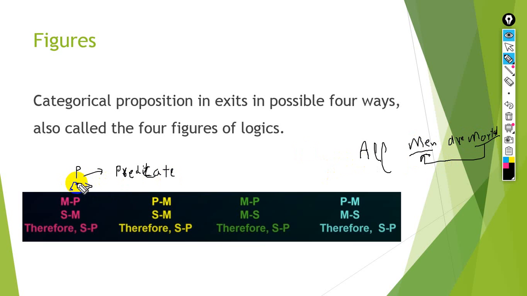So in this figure, we are representing predicate by P, subject by S, and M is for the middle term. The predicate of the first proposition is the major term.